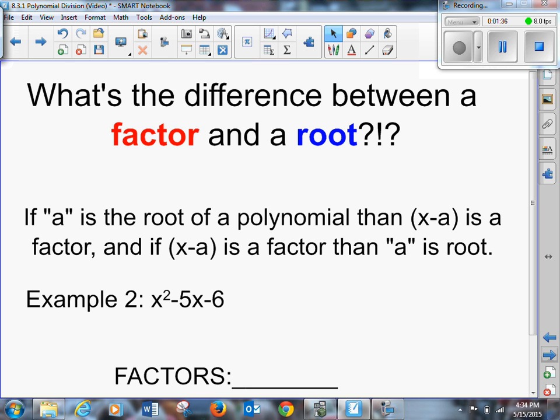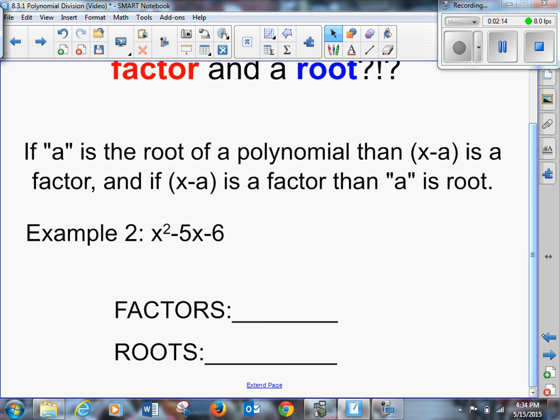What's the difference between a factor and a root? Well, if a is the root of a polynomial, then x minus a is a factor of that same polynomial. And if x minus a is a factor, then a is a root. So again, a root is the same thing as an x-intercept, same thing as a 0, same thing as a solution. That's something we can identify from a graph. When we turn it back into a factor, those factors can be multiplied together to give us that polynomial that we started with. So let's take a look at another example.